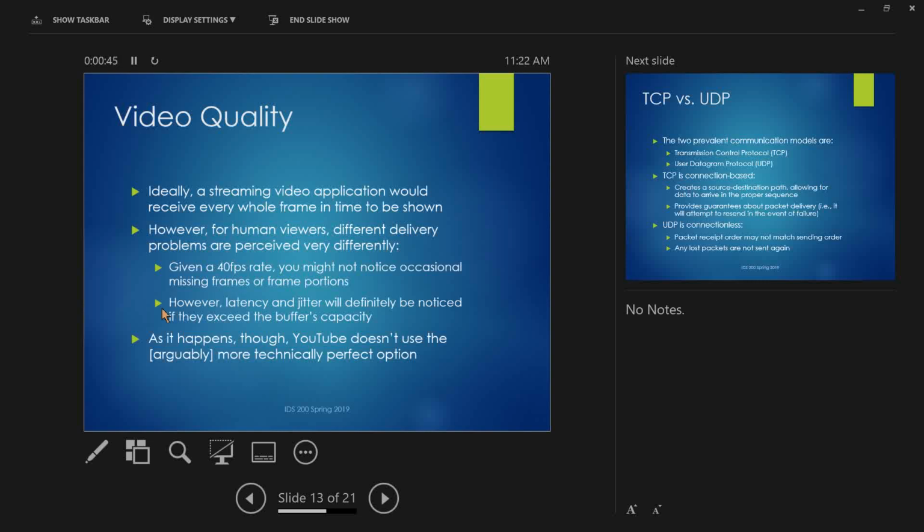So in some cases, it might be better, just like an old vinyl record, if there's some hiccup in the groove itself, you just plow right over it like it's not even there and say, yeah, there's a little sound quality issue, but the record keeps playing. It's kind of what YouTube wants to do. Now, interestingly, YouTube doesn't use what's arguably the more technically superior option for delivering content.